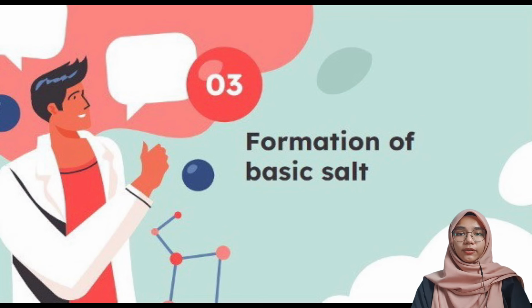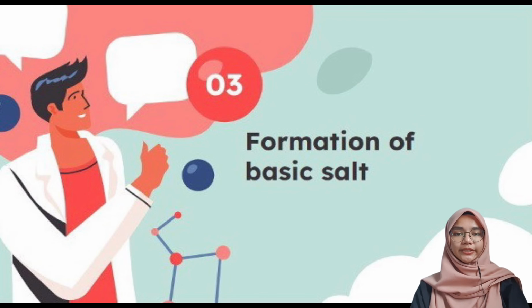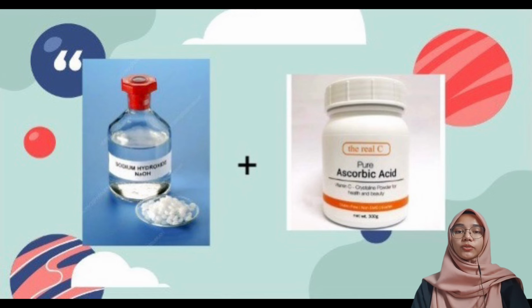To form a basic salt, we would react a weak acid with a strong base in a neutralization reaction. By using ascorbic acid as our weak acid, we can use sodium hydroxide as our strong base for this reaction. Using 50 ml of 0.5 mol ascorbic acid and 50 ml of 0.5 mol sodium hydroxide, it would give us water and sodium ascorbate as the products. And this sodium ascorbate is the basic salt we are looking for.